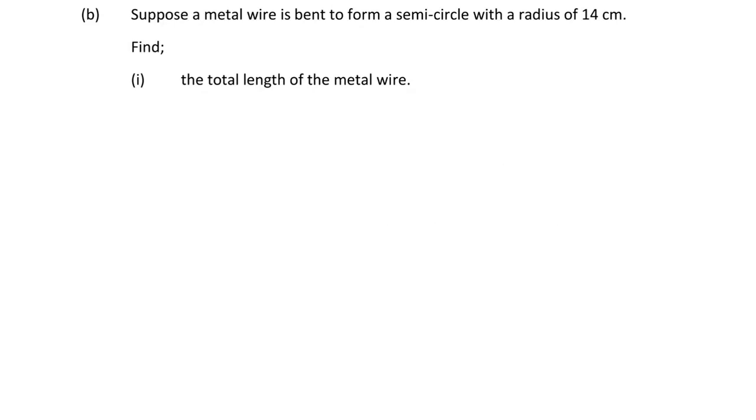Part B of the question, suppose a metal wire is bent to form a semicircle with a radius of 14 centimeters. For Roman 1, we are supposed to find the total length of the metal wire. Okay, so this is the geometry problem. To find the total length of a metal wire, we simply find the circumference of a semicircle. So let us recall the formula for a circumference, which says circumference equals to pi r plus 2r, of which pi is 22/7 and the r is a given radius which equals to 14 centimeters.